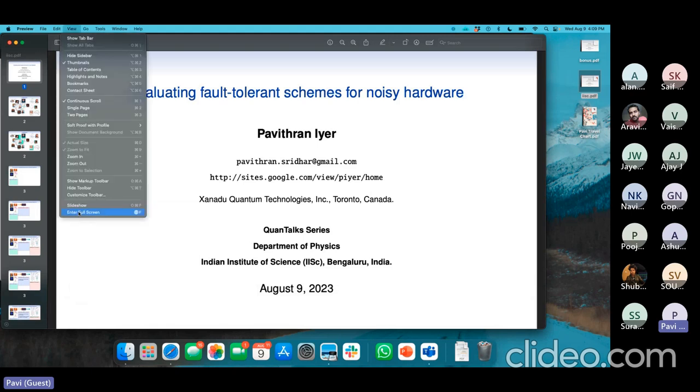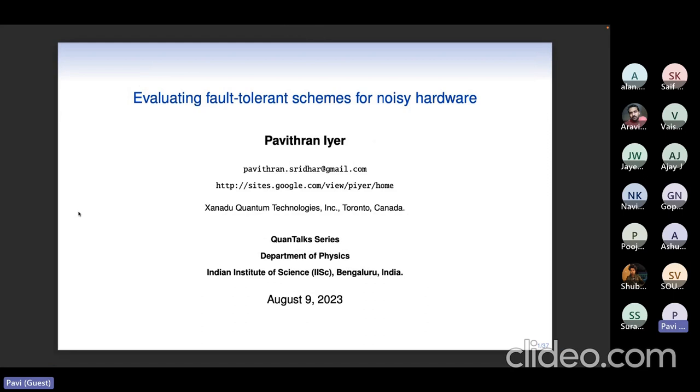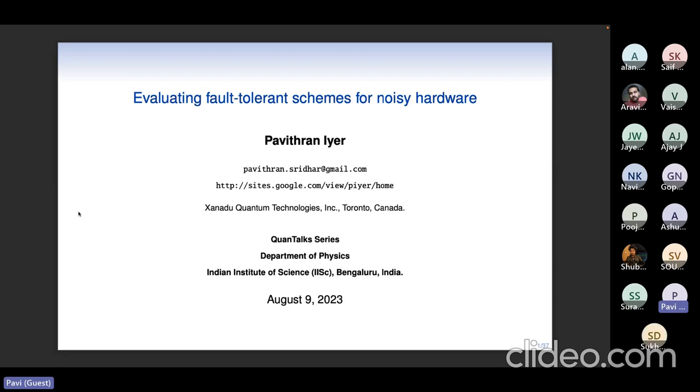But to go back in time, he did his undergraduate at the Indian Institute of Technology, then went to the University of Sherbrooke in Canada for his PhD, and then he was a postdoc at IQC Waterloo, and afterwards he joined Xanadu. So from his PhD, he has been working on fault-tolerant schemes for realistic hardware instead of just theoretical modeling. And he has also developed various techniques for randomized benchmarking of errors which occur in various schemes. At Xanadu, he has been working on the hardware specific to photonics based on the so-called GKP codes.